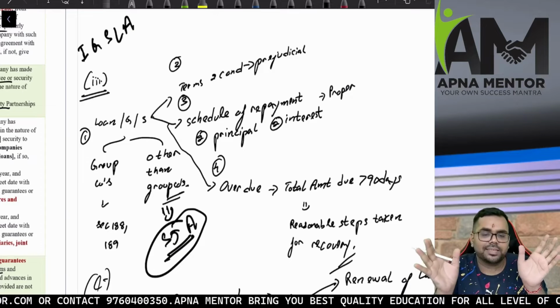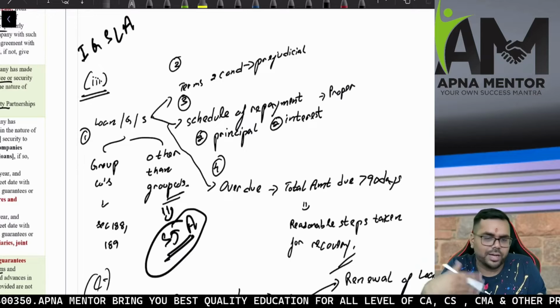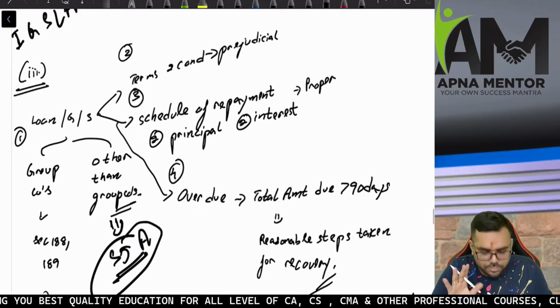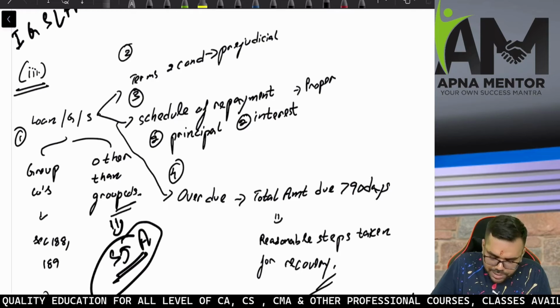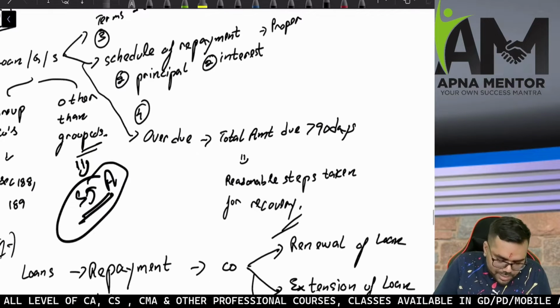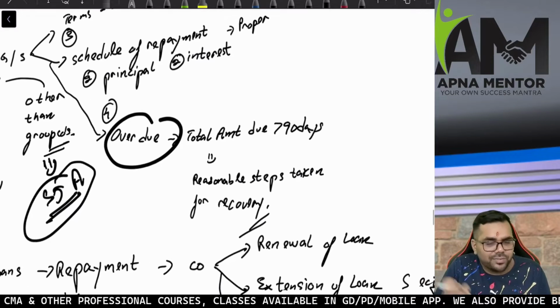Now some common things that I have to consider. I have to report whether the loan is given to group companies or to other than group companies, and whether the terms and conditions are not prejudicial. Whether the schedule of repayment of principal and interest is properly specified. And if the money is overdue, then any company will try to recover the money, na?